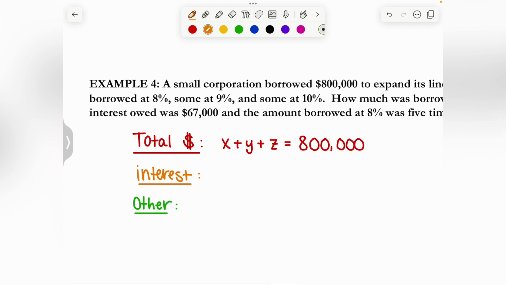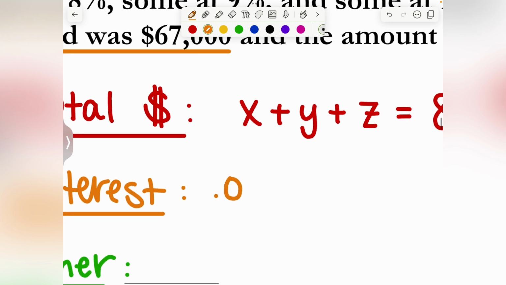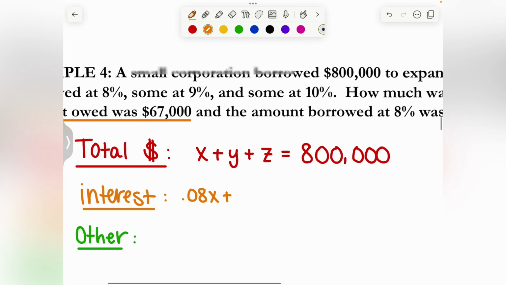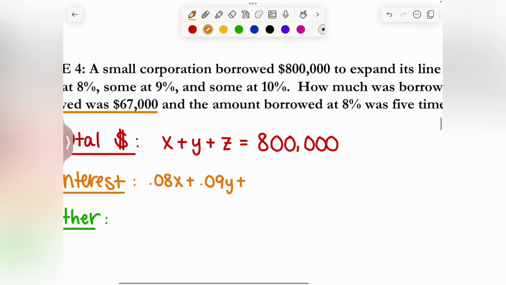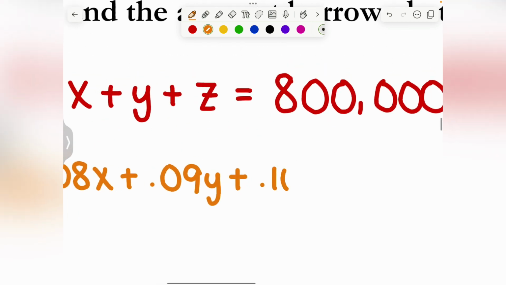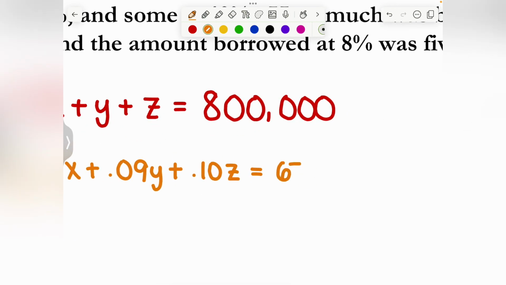For these, if it's ever talking about interest, it's going to give you percentages, and then it's going to give you what the interest, like total amount, is owed. So the percentages go with the interest owed. So 8%, which I'm going to convert to a decimal, so 0.08 goes with X. We'll say 9% goes with Y. So that's 0.09, and 10% would be 0.10 with the Z. And that is going to equal the interest owed, which is $67,000.